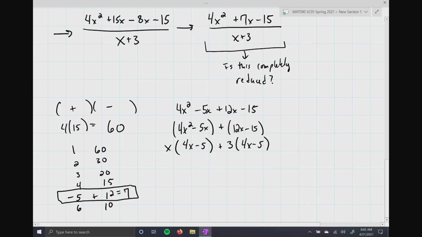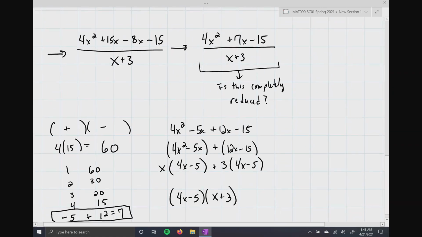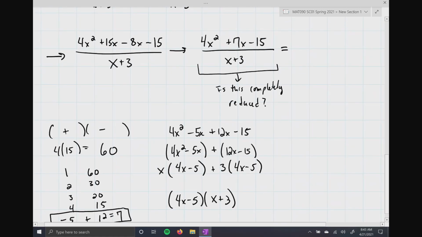I'm feeling really confident because the binomials inside the parentheses match. So I can factor that out as well to give me 4x minus 5 times the quantity of x plus 3. So I'm going to write that back upstairs where my problem is.